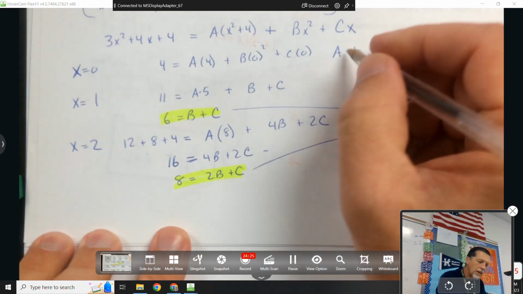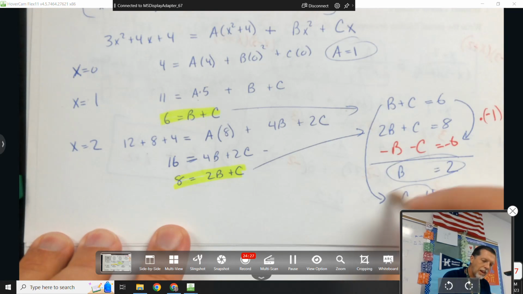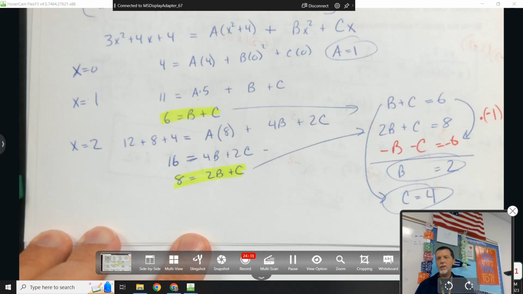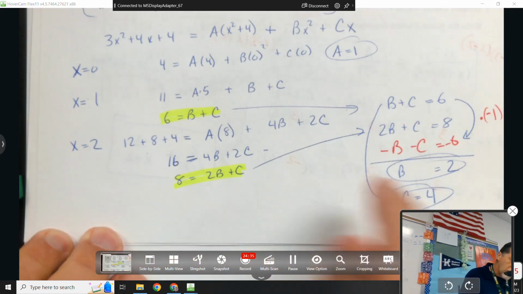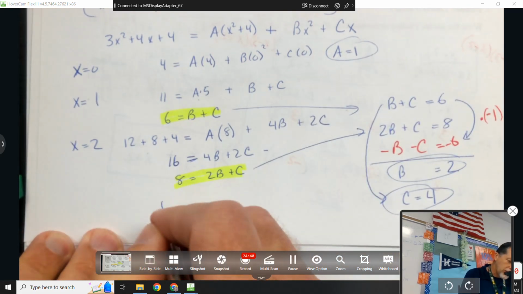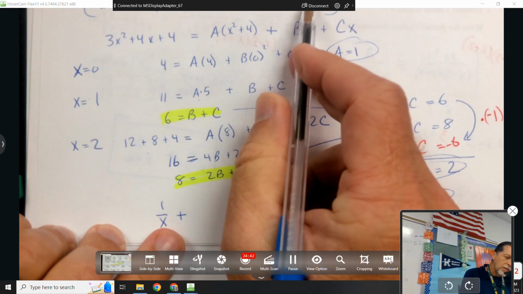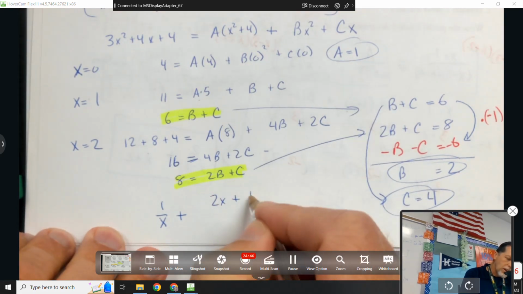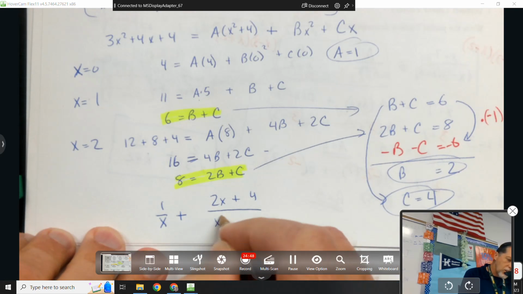And so now I've got all my pieces. You hesitate to circle those because I'm not done. But that's what I was looking for, a, b, and c. So I've got all the pieces. So A over x, again, make sure you match up the pieces, right? 1 over x plus bx plus c. So that's 2x plus 4 over x squared plus 4.